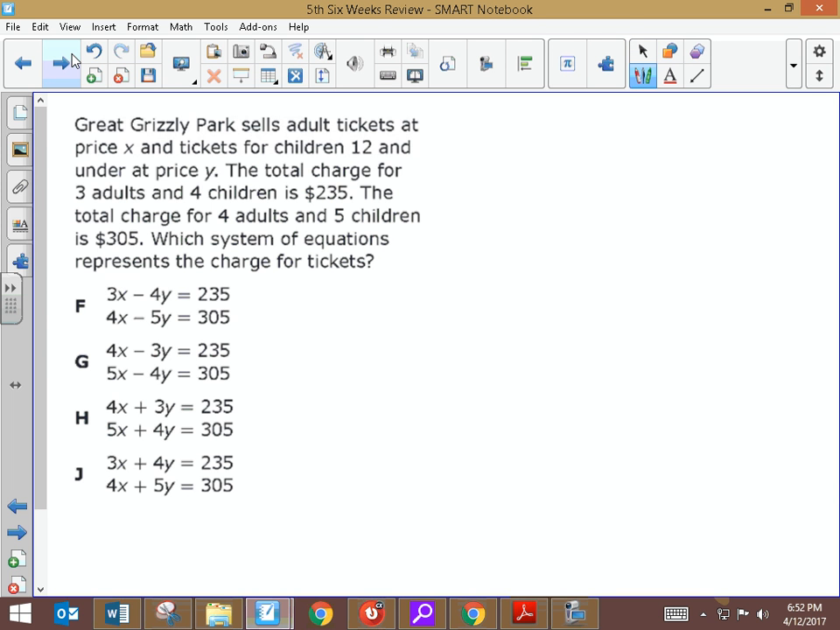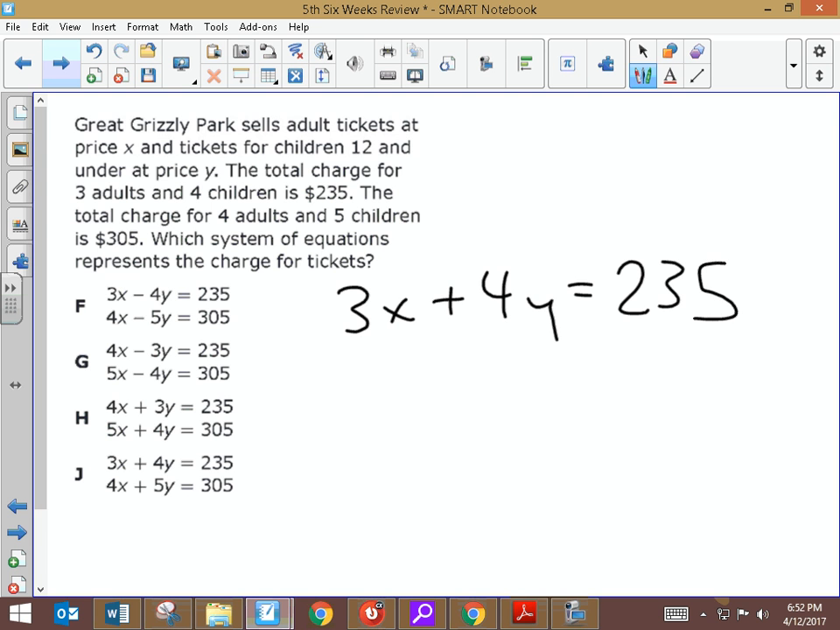Well, the kicker right here. The total charge for 3 adults and 4 children is $235. So we don't know the cost of adult tickets, so that's X. So that's 3 adult tickets plus 4 child tickets is $235. Okay, so the total charge for 4 adults and 5 children is $305. So 4 adult tickets and 5 child tickets, children, is $305.